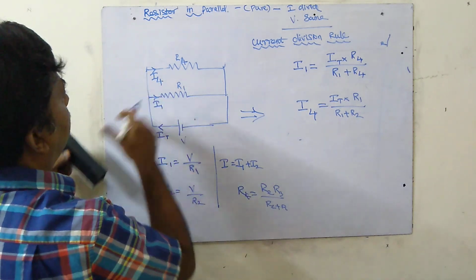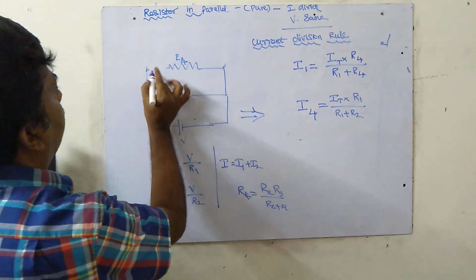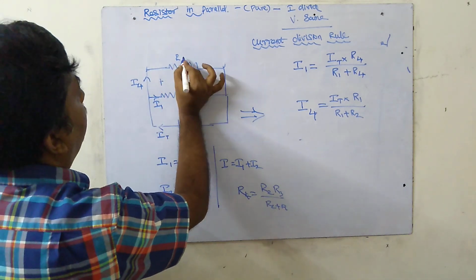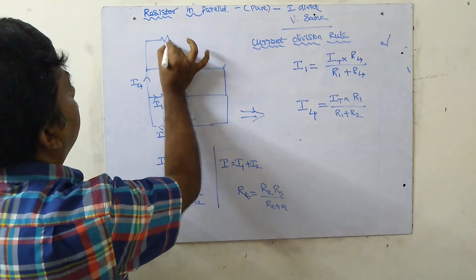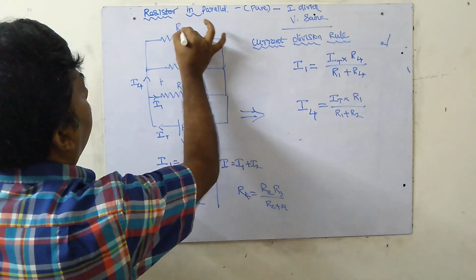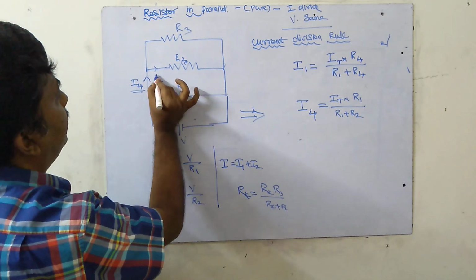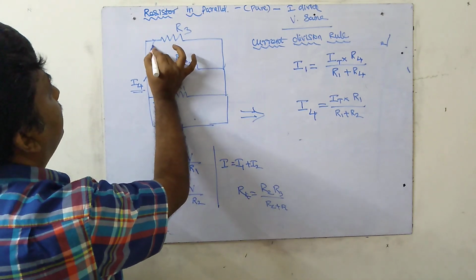Actually, this current equals what? The current I am putting here equals I4. This I am again dividing into two branches. This is R2 and this is R3. So this current is I4, and this will act as the total current. This is I2 and this is I3.